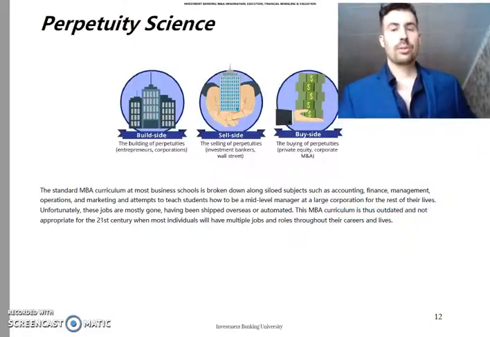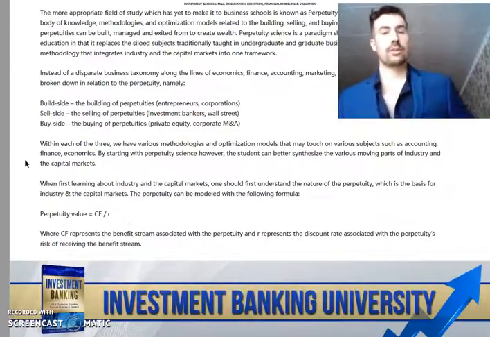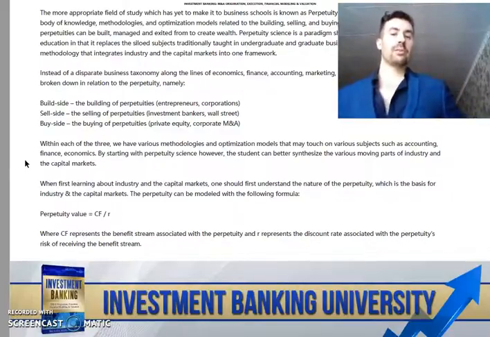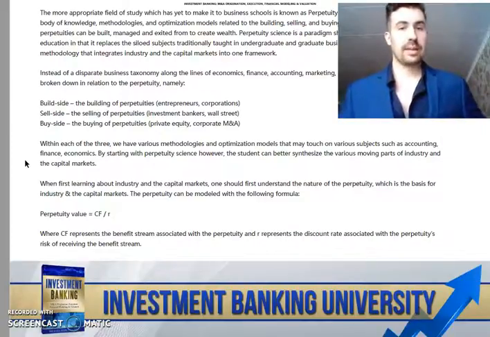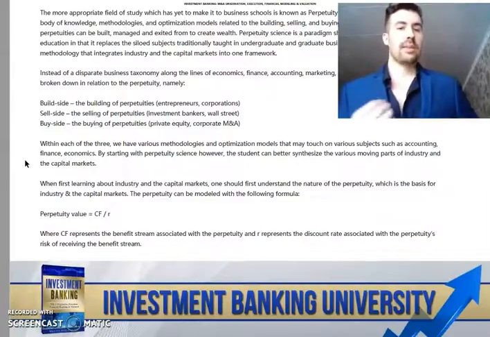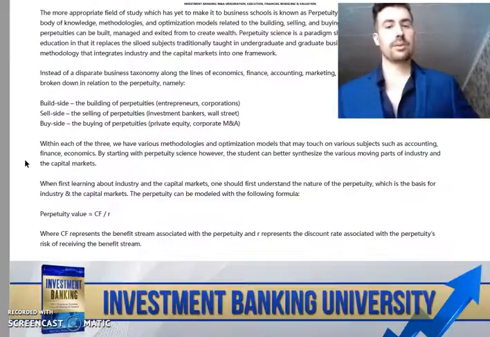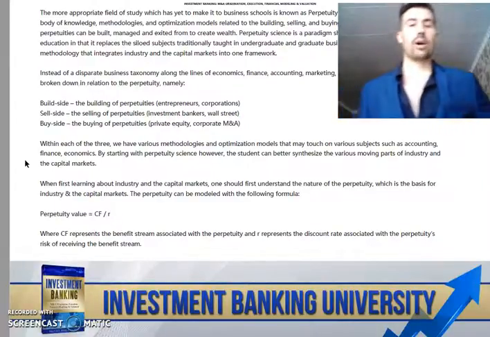So we're going to draw a distinction from this current state into what should be taught, which is, of course, perpetuity science. The more appropriate field, which is yet to make it to business schools, other than Investment Banking University, is known as perpetuity science. Perpetuity science is the body of knowledge, methodologies, and optimization models related to the building, selling, and buying of perpetuities. It explains how perpetuities can be built, managed, and exited from to create wealth.